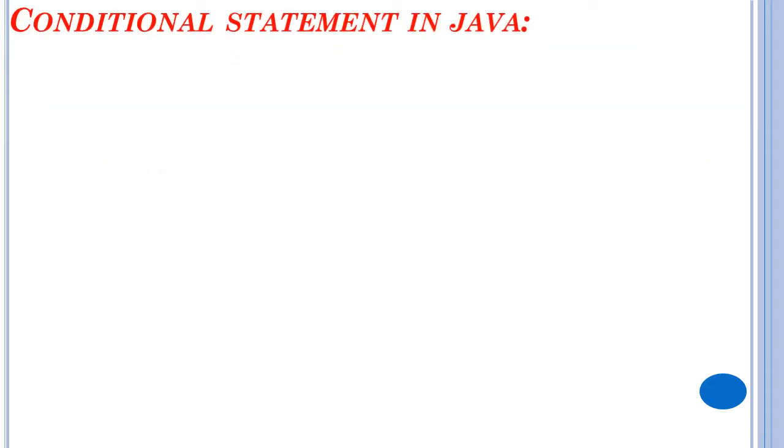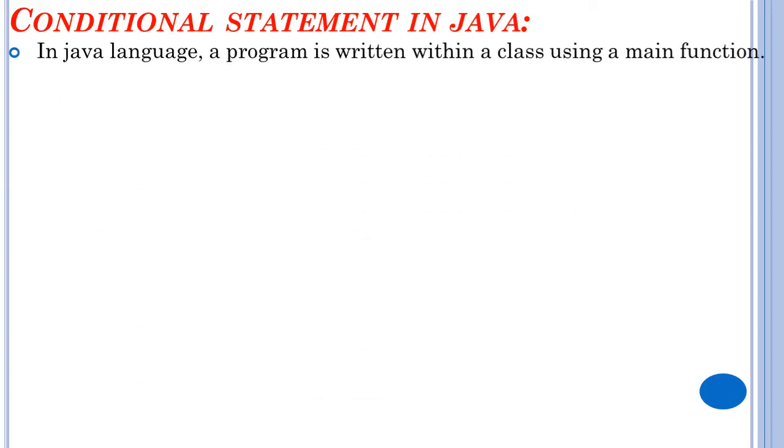Next topic is about conditional statement in Java. Statement means what? Every line or every token is known as a statement, right? Here in Java language, in a program written within a class using a main function, inside the main function we will write so many statements, right? One by one, line by line statements will be there. One by one the computer will execute each line and it will display the value. That is about the statement, right?